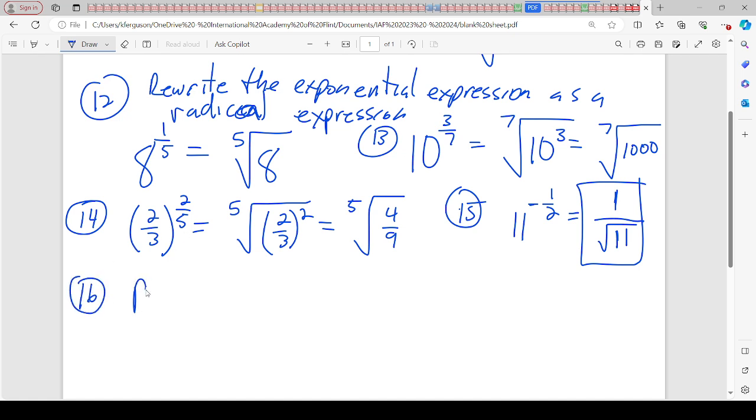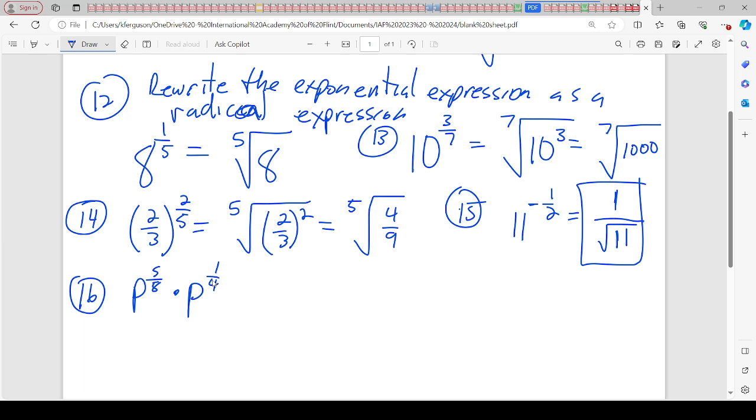16. I got p to the 5/8 power times p to the 1/4 power. The rule is that when you've got things that you're multiplying that have exponents, right? And they have the same base, you add the exponents. So in this case, you're going to have to add fractions. I got 5/8 and 1/4. I need to add those fractions.